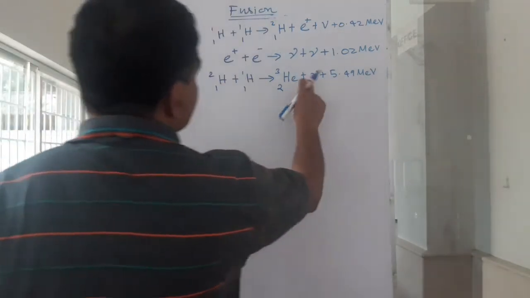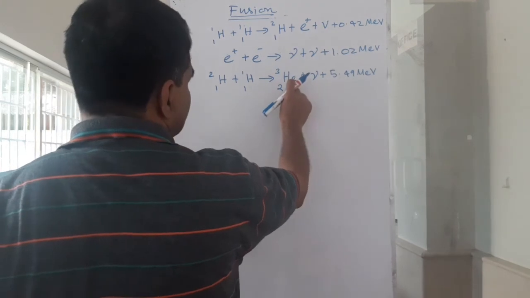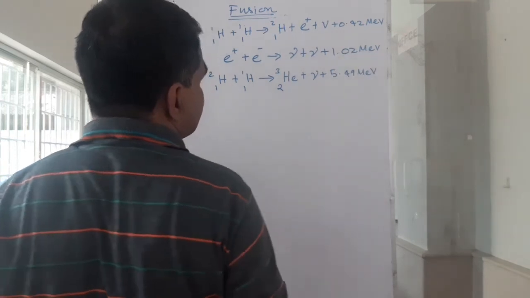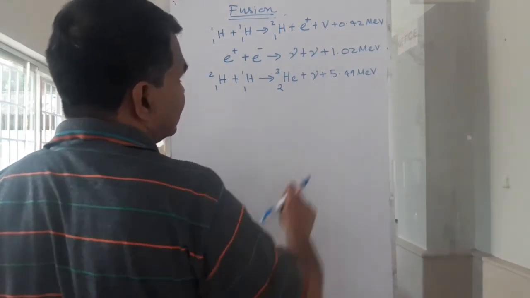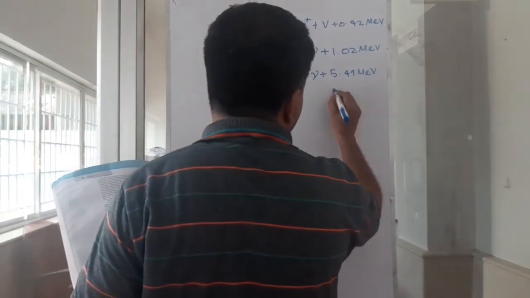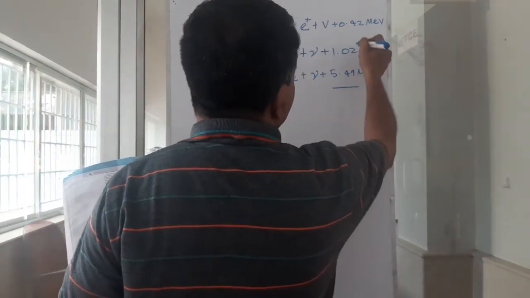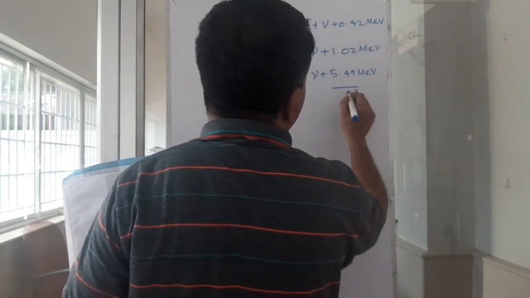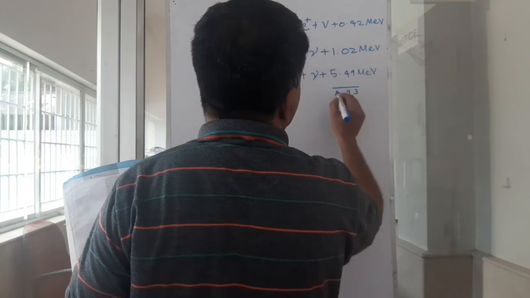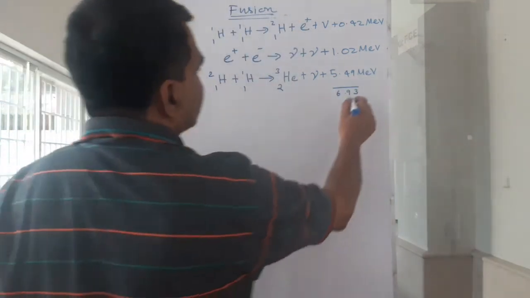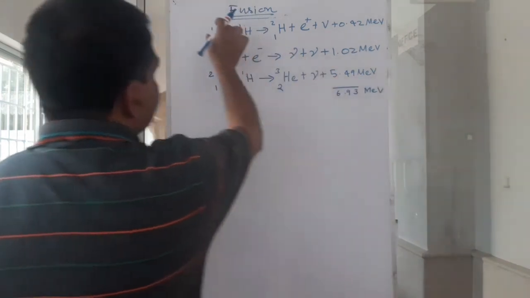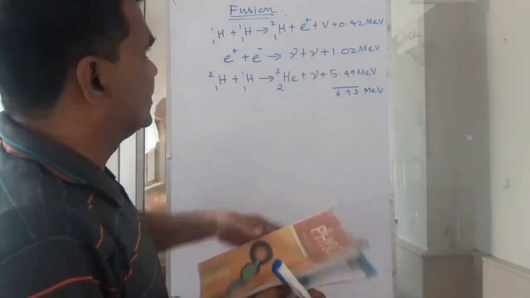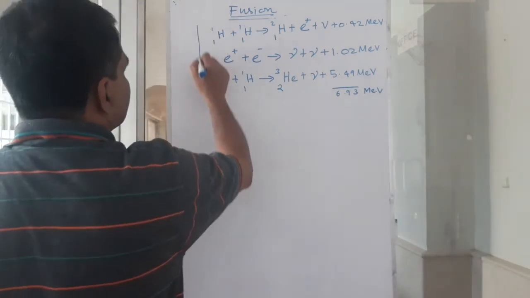So now you have this. Up till here, how much energy is released? 0.42 here, 1.02 there, and then 5.49 there. If you sum it all up, what energy do I get for this? This is 6.93 mega electron volts. So you start from here, you reach here, and you get a total of 6.93 mega electron volts. This is one process.